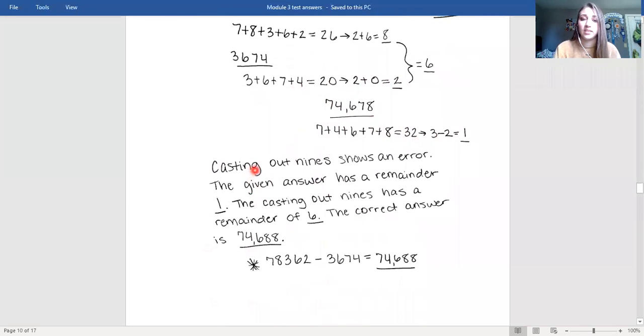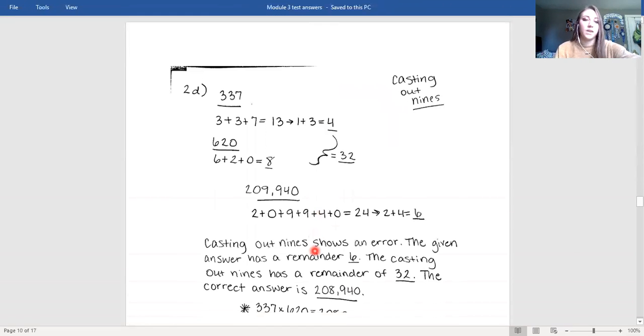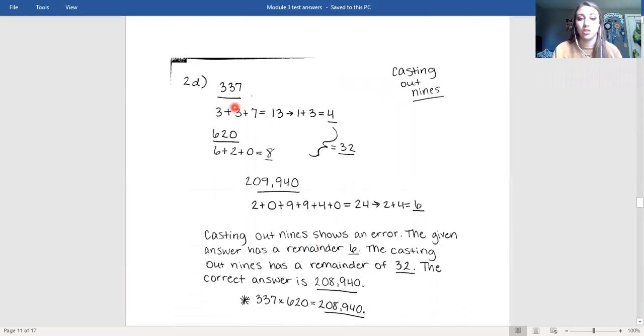Okay, so then it shows that casting out 9 shows an error. The given answer has a remainder of 1. The casting out 9 has a remainder of 6. Okay, the correct answer is 74,688. The next one, we are using multiplication.